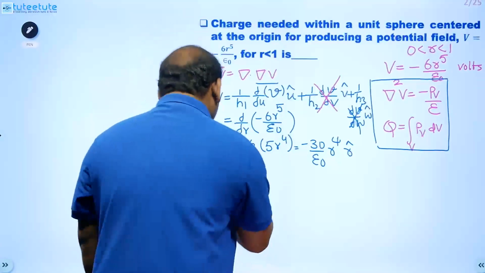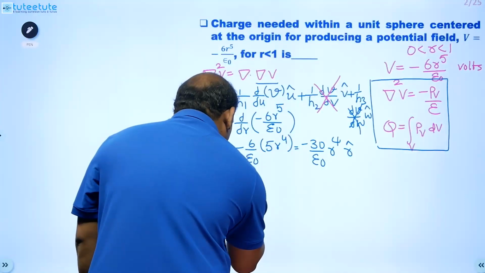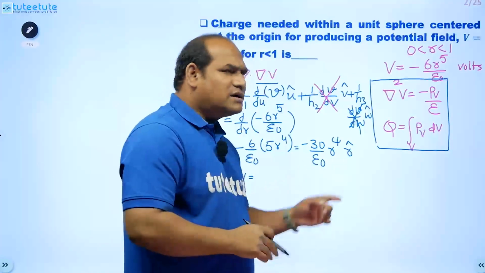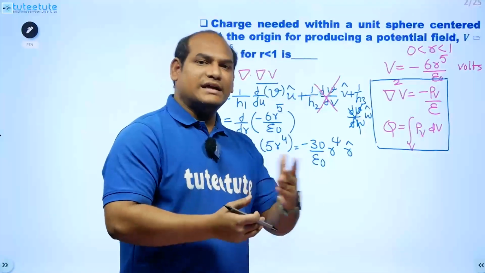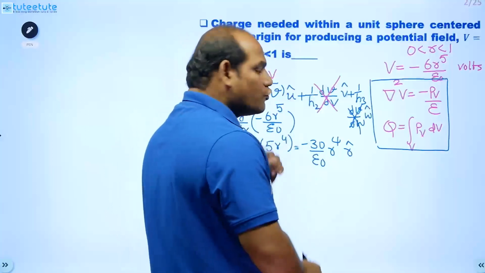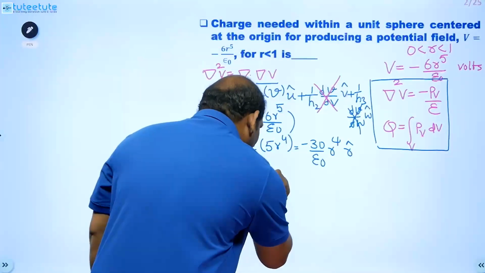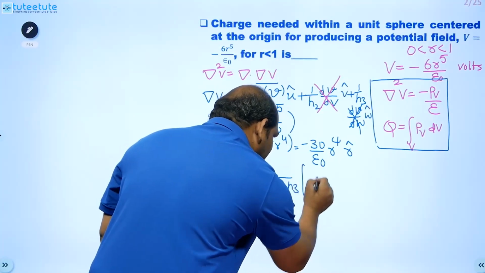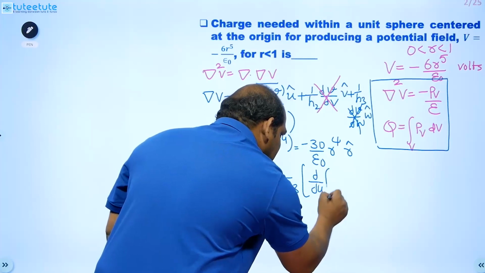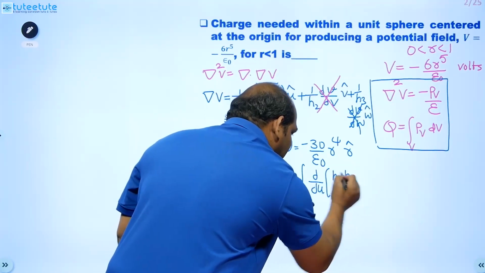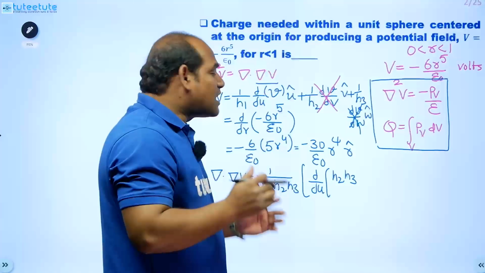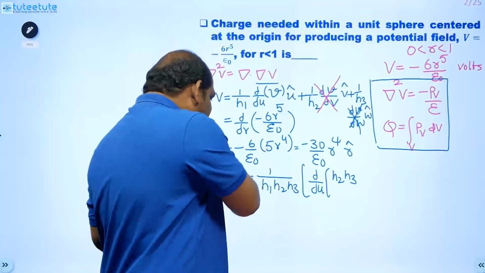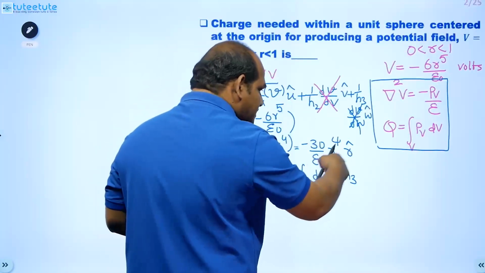Now I am writing the divergence formula, that is del dot del V is equal to, and here also since we have only one component, the first component you need to write in the divergence formula, because it is changing only with respect to R. So what is the formula generally? 1 by H1, H2, H3 multiplied with dou by dou U of the second scaling factor and third scaling factor multiplied with the first component of the vector for which we are calculating the divergence. So what is the first component here? This entire thing is the first component only.